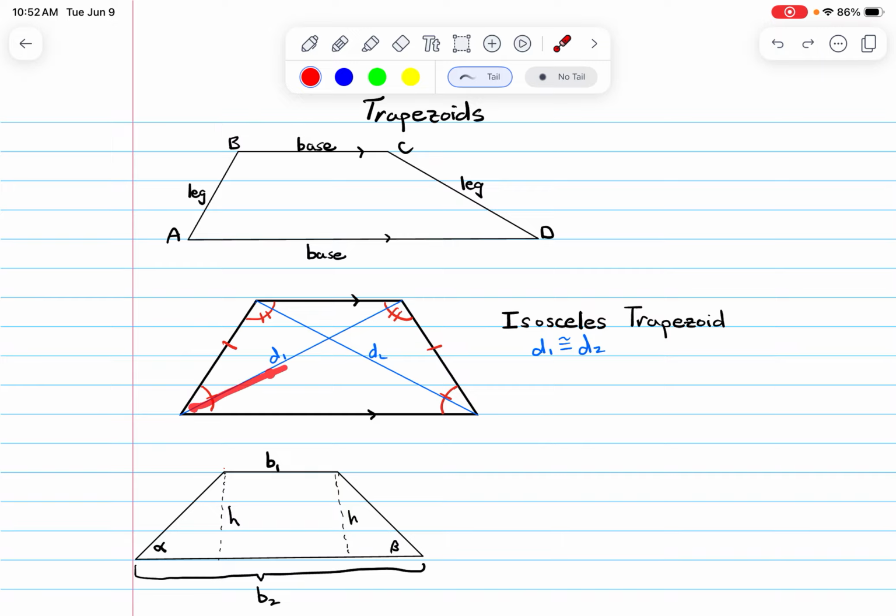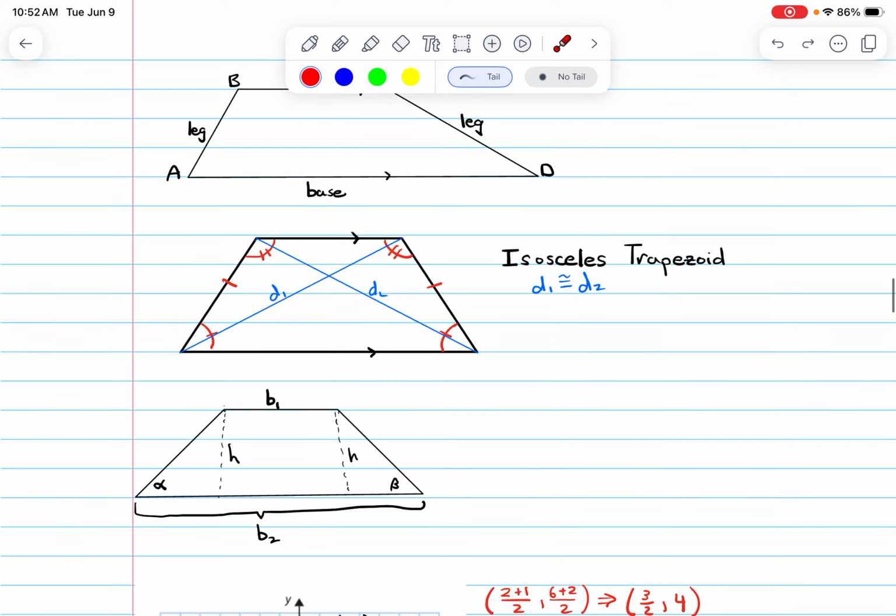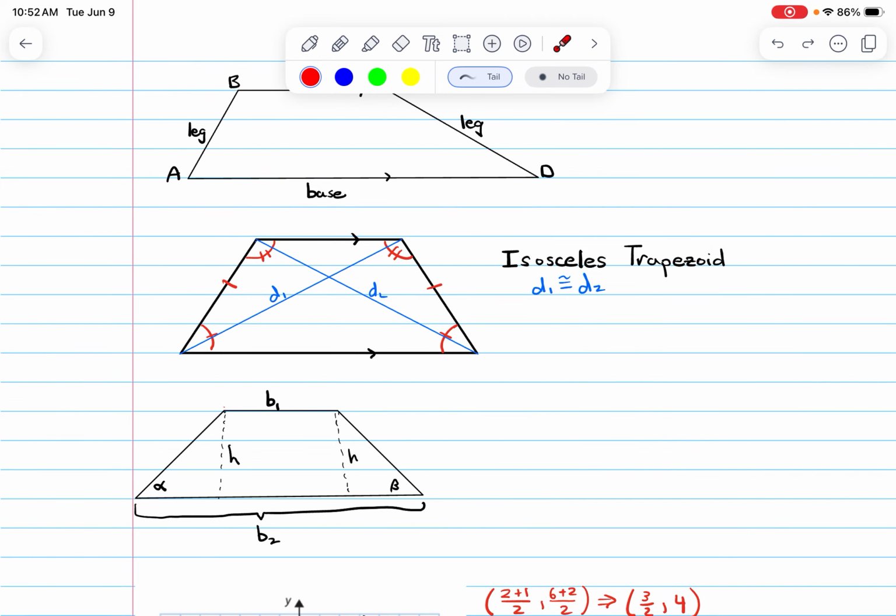And you have here a diagonal 1 and diagonal 2 coming. And the thing about the diagonals for an isosceles trapezoid is they're the same length. So diagonal 1 is congruent to diagonal 2. This length and this length are the same for an isosceles trapezoid, not in general.